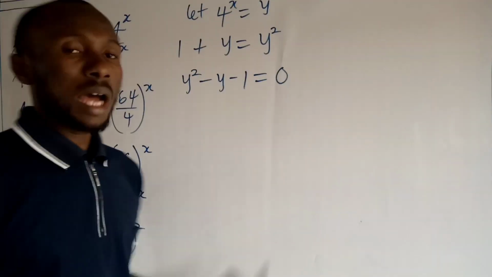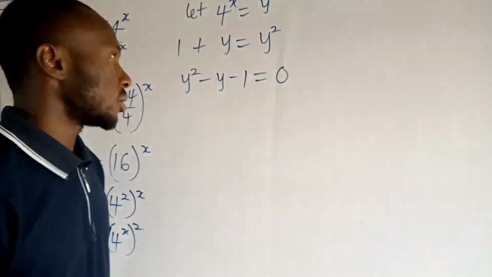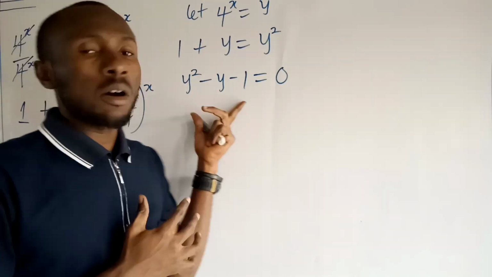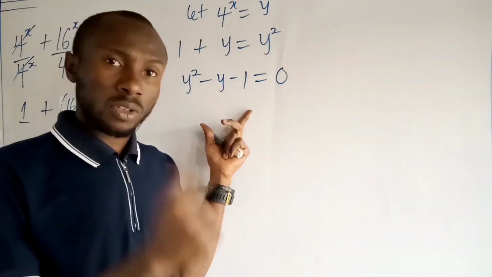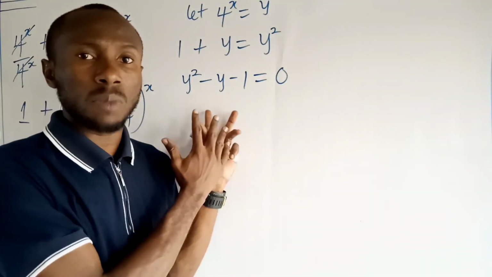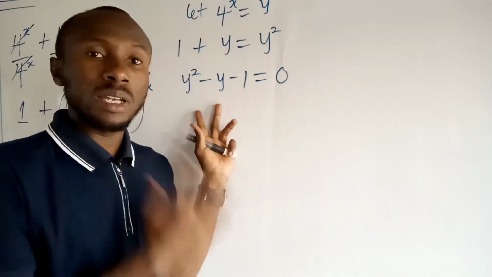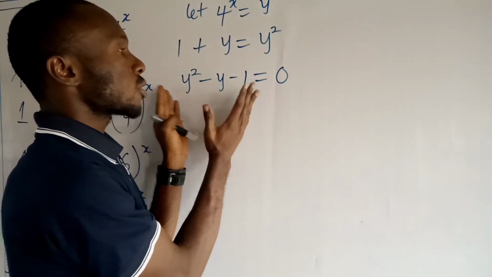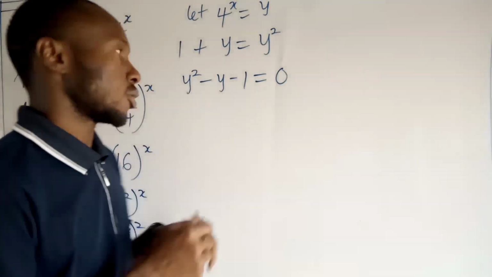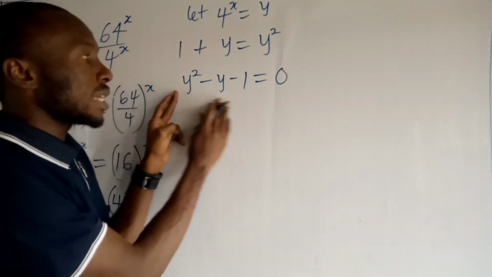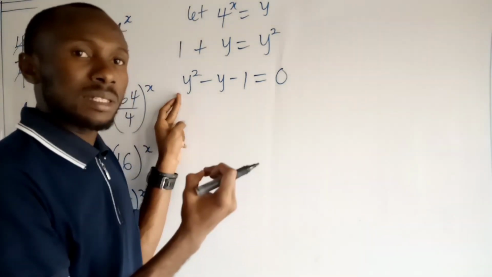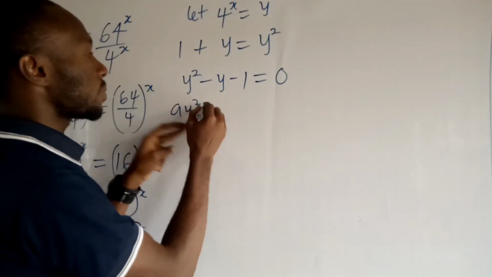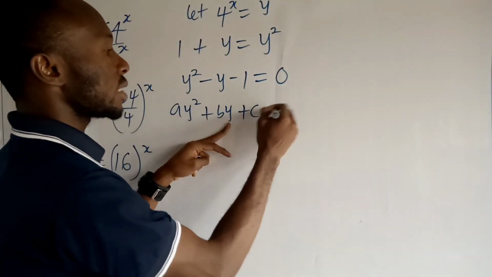Alright viewers, we now have a quadratic equation on the board, and you can see that this quadratic equation is not factorizable. If you don't know when a quadratic equation is factorizable, I have a video on that. Go search it on my playlist. You will see I explain when a quadratic equation is factorizable. Okay, so now let us solve this equation using the formula method. But before then, I'll compare this quadratic equation with the standard form of a quadratic equation, which is ay squared plus by plus c is equal to 0.